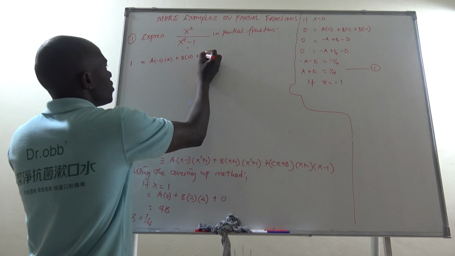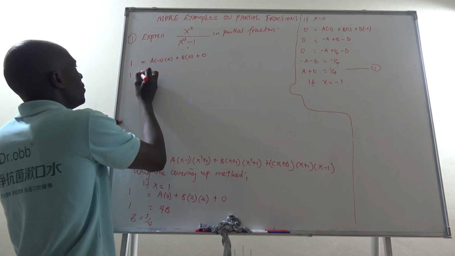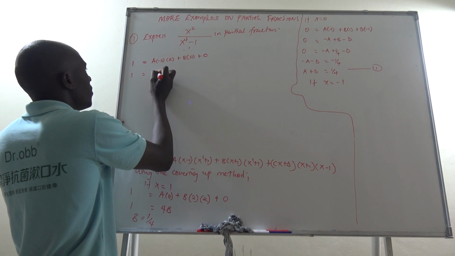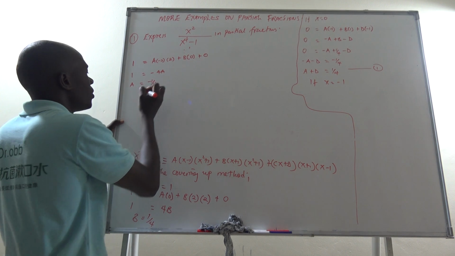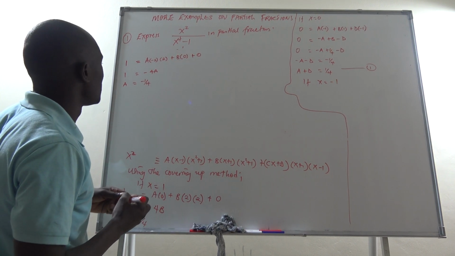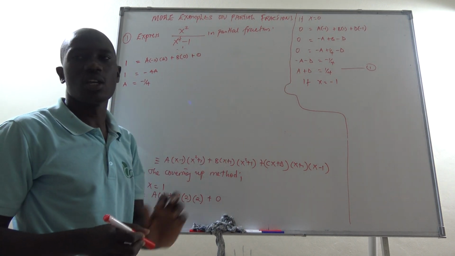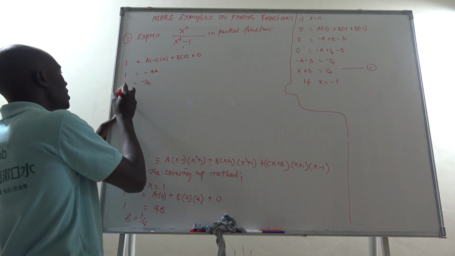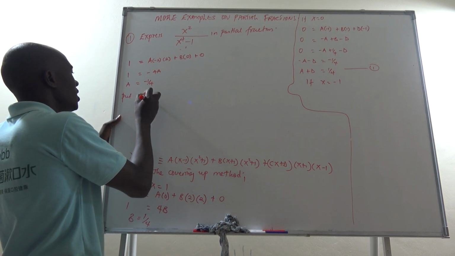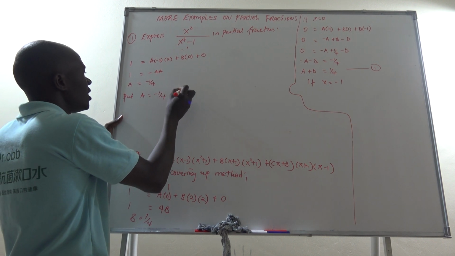Everything it is affected is also 0. So we are having 1 equals negative 4a. So what is a alone? A is negative a quarter. After coming out with a is negative a quarter, we can substitute in equation 1 to obtain the value of d. You can say put a equals negative a quarter in 1.